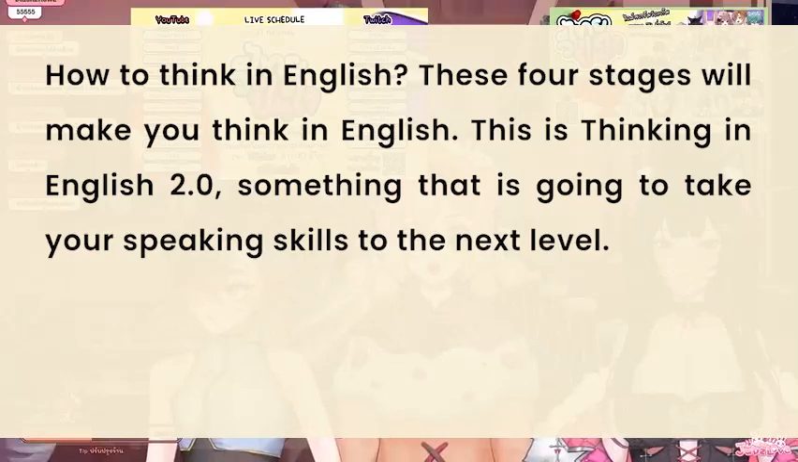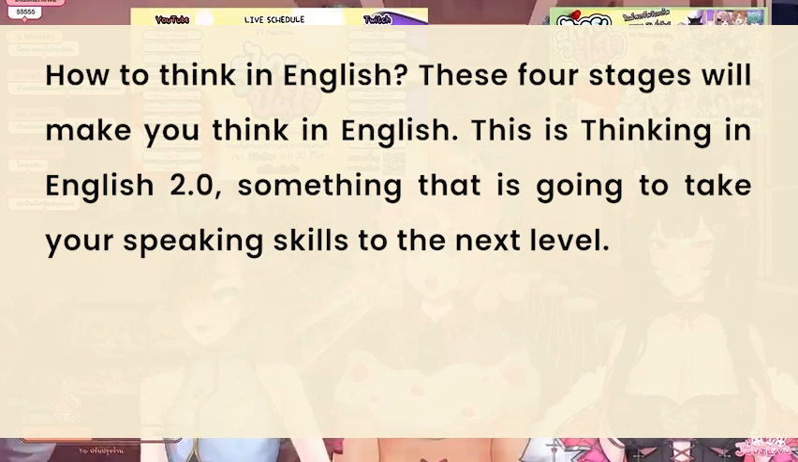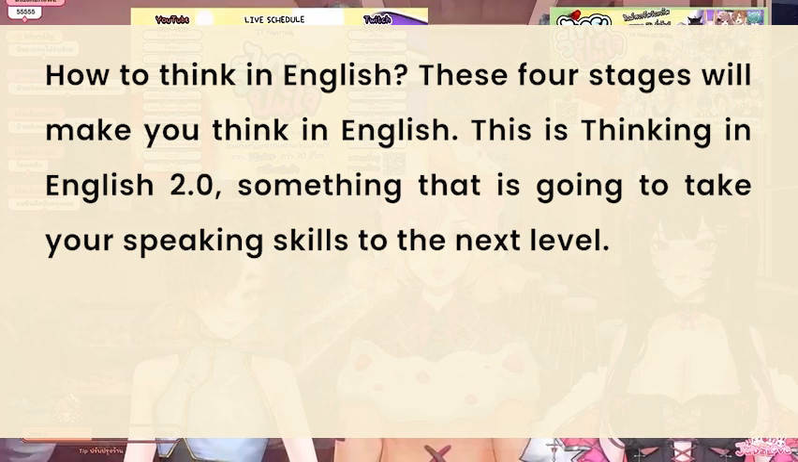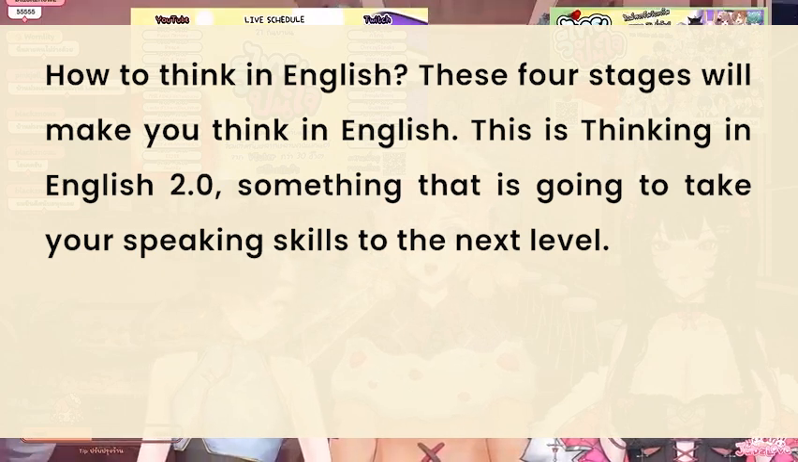How to think in English. These 4 stages will make you think in English. This is Thinking in English 2.0, something that is going to take your speaking skills to the next level.